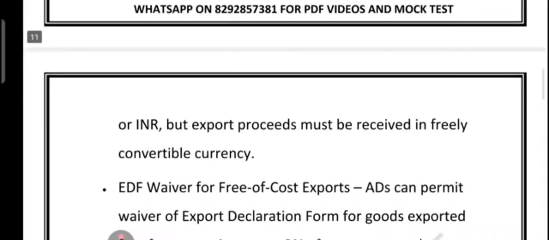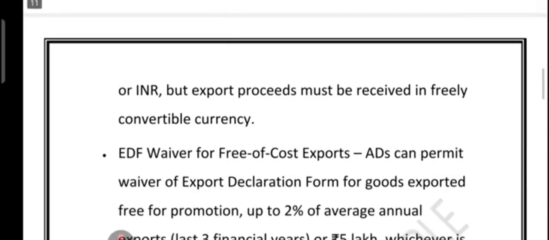But here is the important part: the payment you receive must be in a freely convertible foreign currency, right? So when it comes to contract and payment, your export contract or invoice can be in any freely convertible currency, right? One important part is that the payment you receive must be in the freely convertible foreign currency.